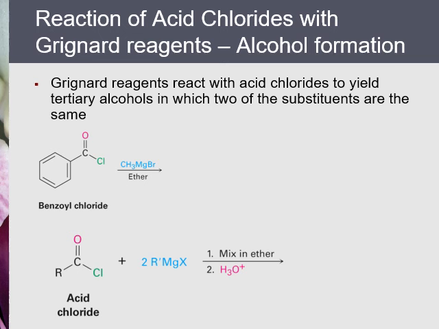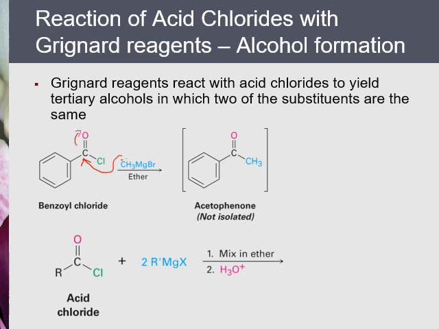It shows benzoyl chloride reacting with Grignard reagent. The carbanion will attack the first time and give you a ketone. Okay, first you get an alkoxide, it reorganizes, the leaving group leaves, and you get a ketone.